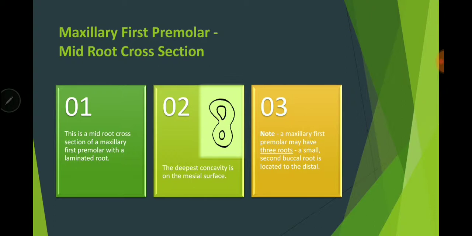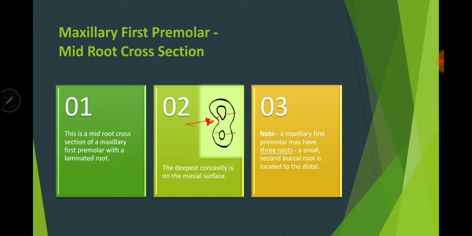Maxillary first premolar mid root cross section. This is the mid root cross section of the maxillary first premolar, with a laminated root, meaning you see 2 layers here. That's called laminated. The deepest concavity is the mesial surface, so the concavity of the mesial aspect of the root is very prominent.